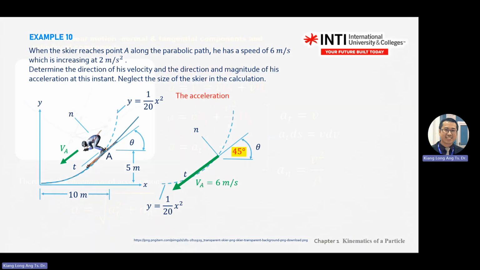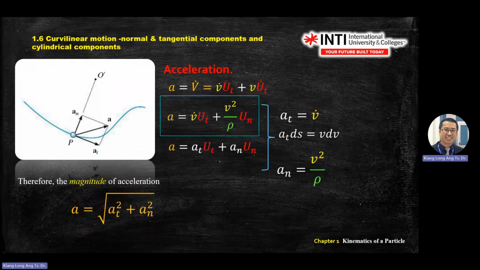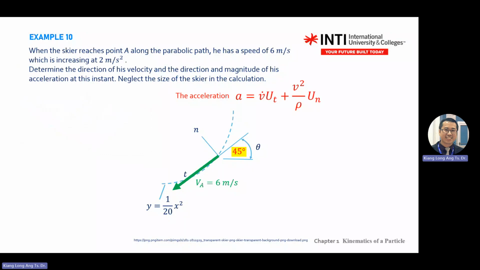So acceleration, again, recall these three equations. A equal to tangent component plus normal component. This one, acceleration in tangent, what do you think? Equal dv/dt, what do you get? 0. This is the constant velocity. Constant velocity means no acceleration. dv/dt, you get 0. V, you use back this one. Rho, you calculate.